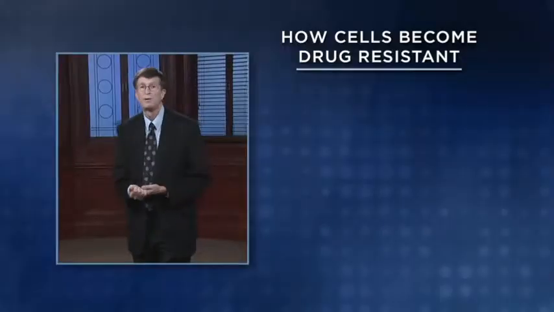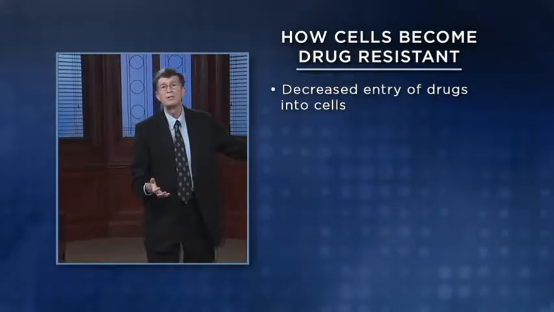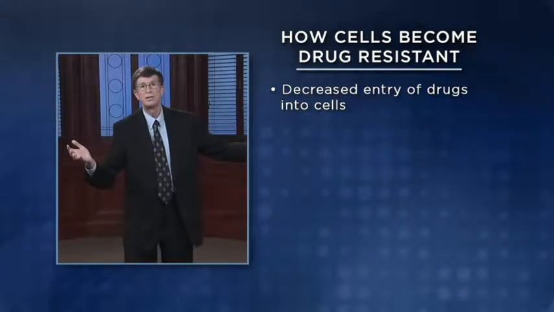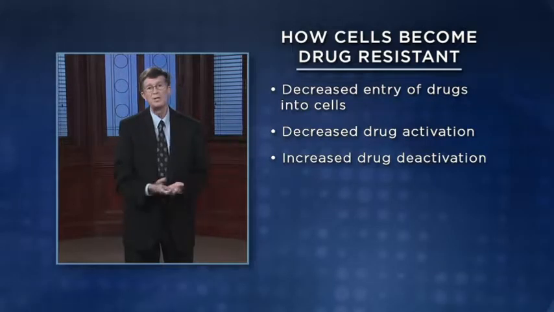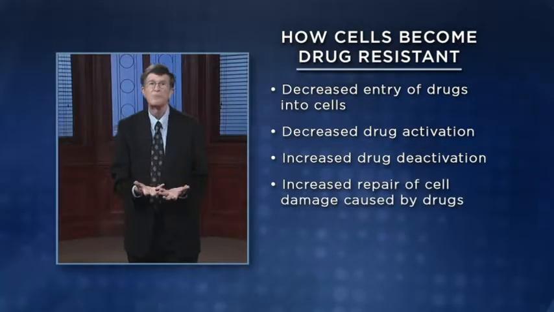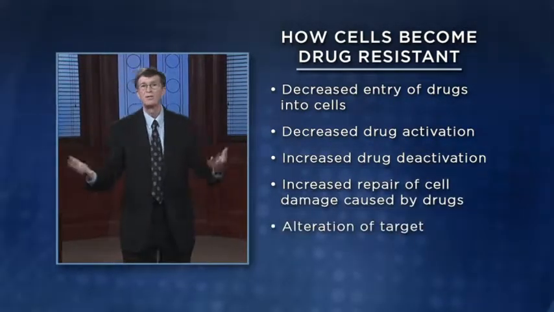What are the mechanisms of resistance? Well, this is actually my field that I work on. It's a ten-alarm fire. The drug goes into the cell, and the cell has many mutations already that will allow it to be resistant. For example, decreased entry of drug into cells. I'll describe this in detail later on. Decreased activation of the drug, more inactivation of the drug, increased repair of the damage caused by the drug, alteration of the target of the drug.